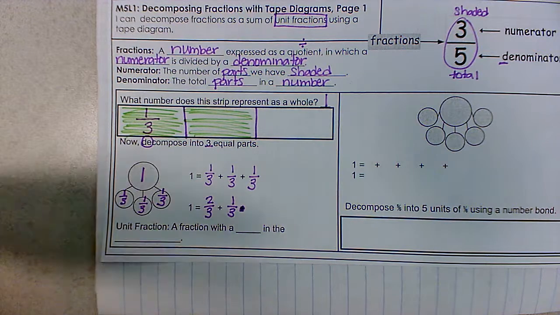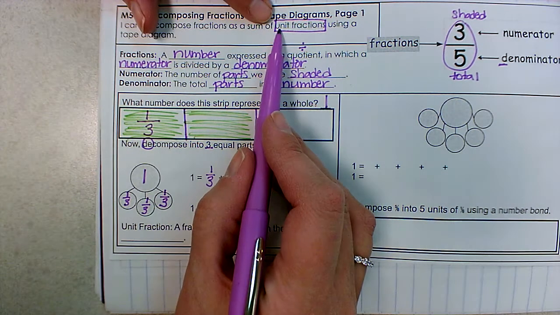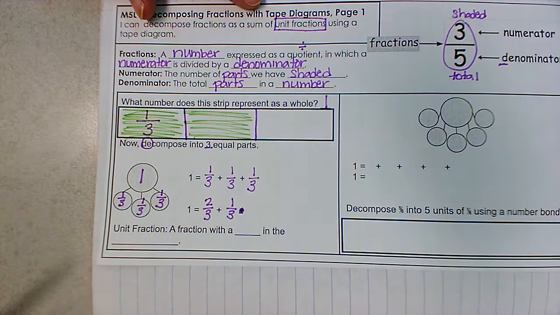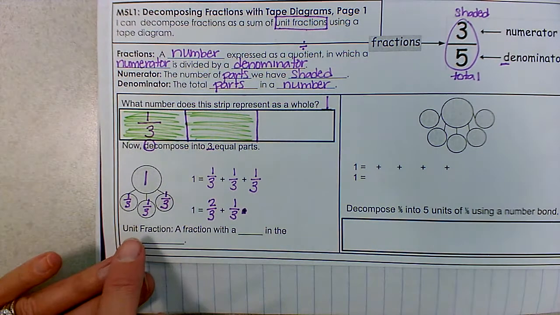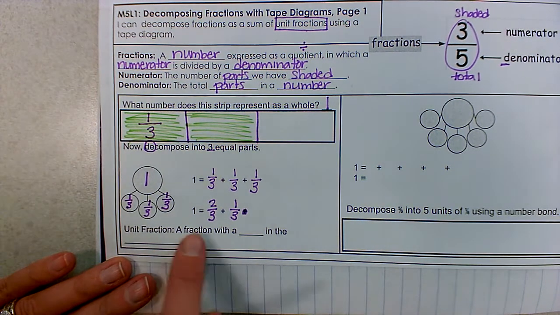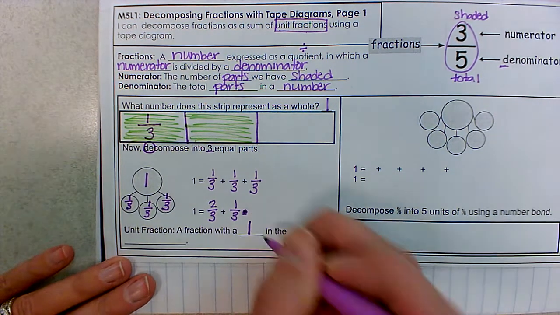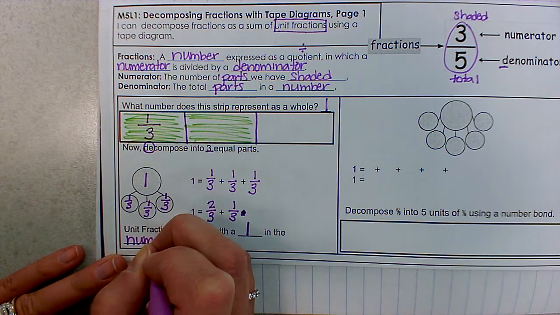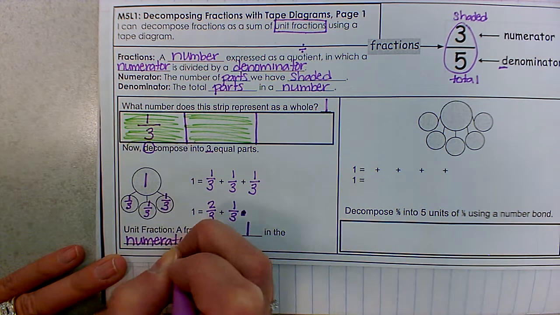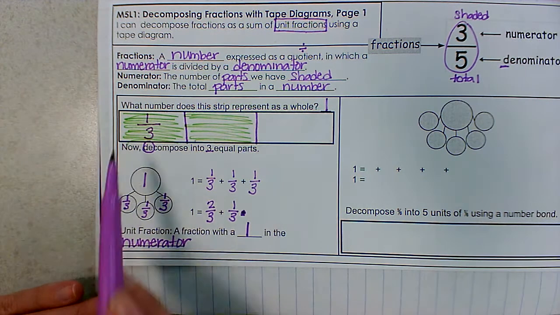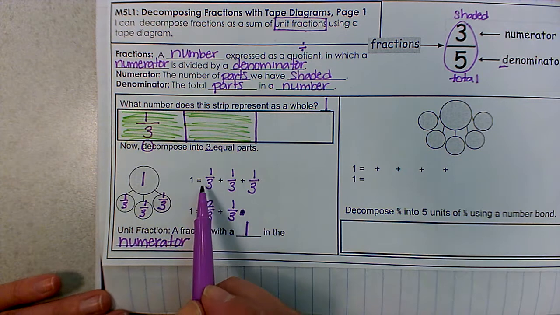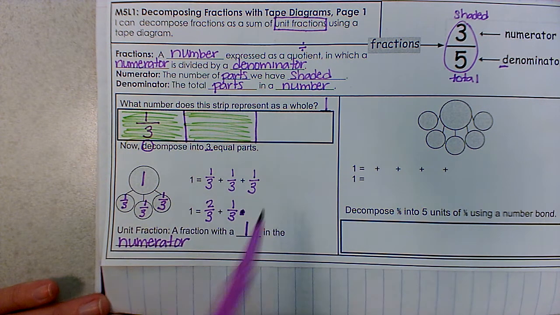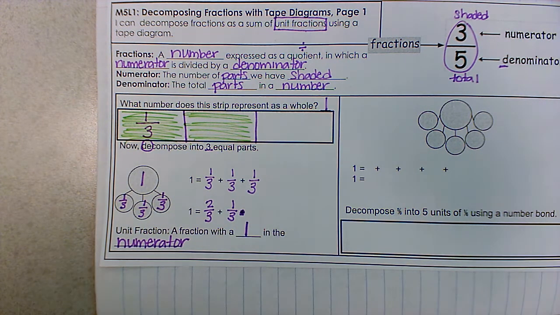Okay. Now remember, we boxed up here these words, unit fractions, because that's going to be very important, fourth graders, as we continue on with fractions. A unit fraction is a fraction with a 1 in the numerator. So remember that numerator is on top. So in this example, my unit fraction is right here, looking at 1/3. Every time, that's my unit fraction.